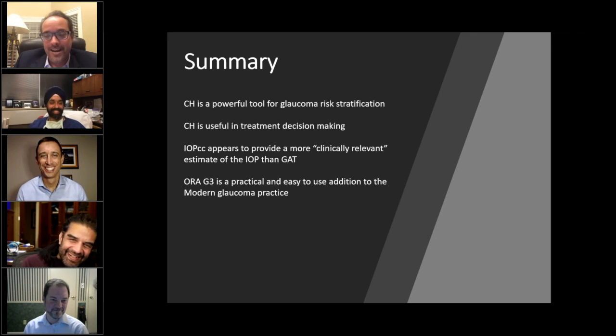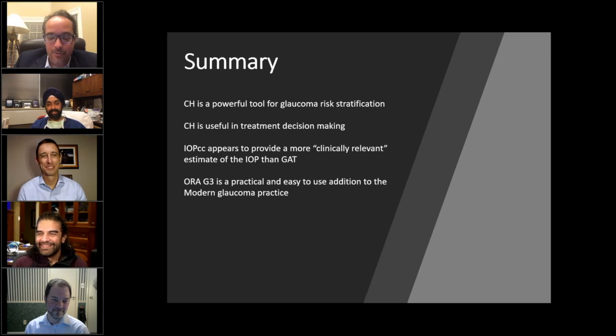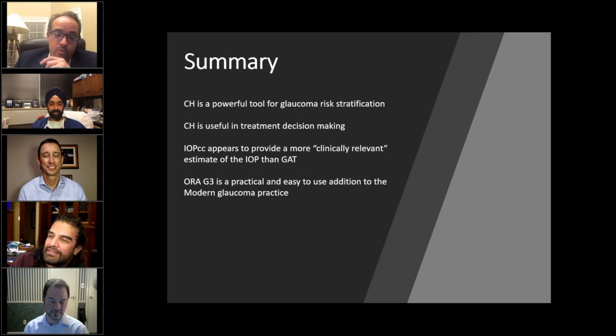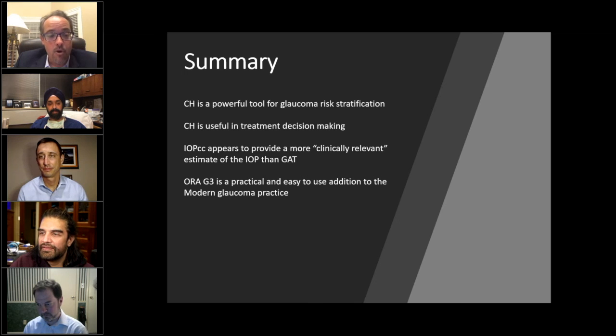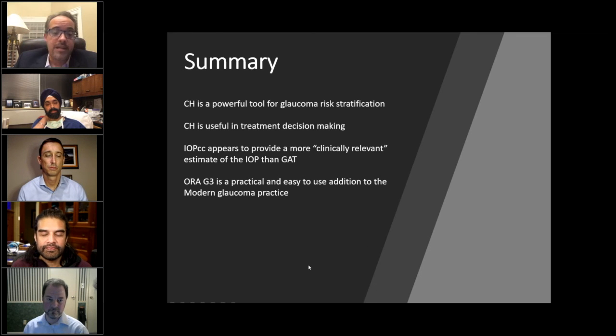Oh, yeah, I think the two main things are the role of corneal hysteresis as a risk factor to help you not only in patients who already have glaucoma, but also in patients at risk of developing glaucoma, as well as the role of IOPcc as being potentially a more accurate, clinically relevant estimate compared to Goldmann.